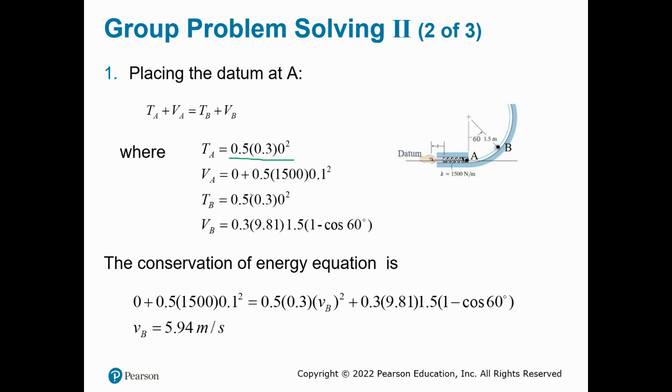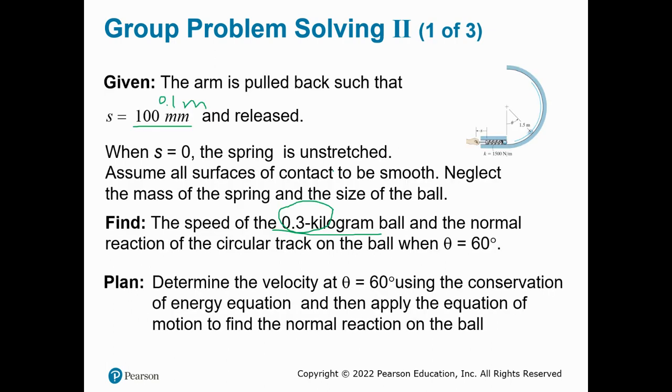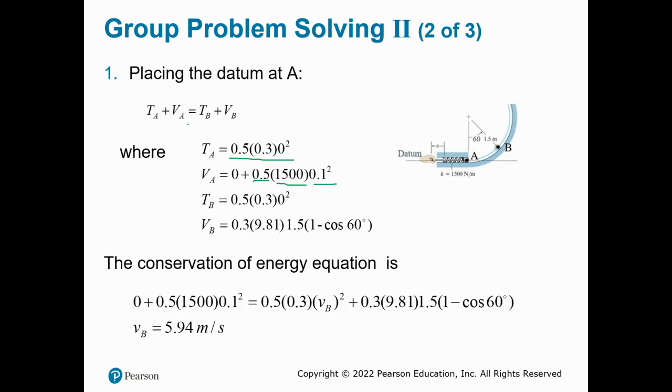How much is that? That will be 1/2 K times S squared. So 1/2 times K, which is 1500, and then S is 0.1 squared. Where does that 0.1 come from? Remember, it's being stretched by 100 millimeters. We're going to convert it into meters, which is 0.1 squared. Okay, so that is TA and VA.